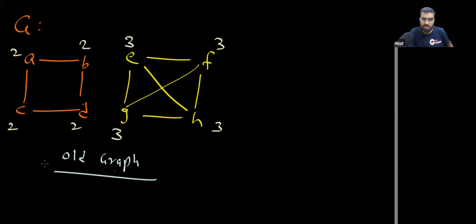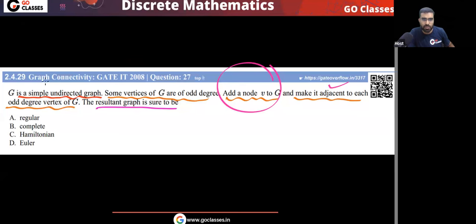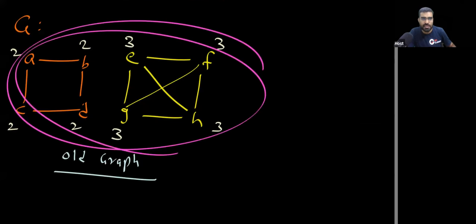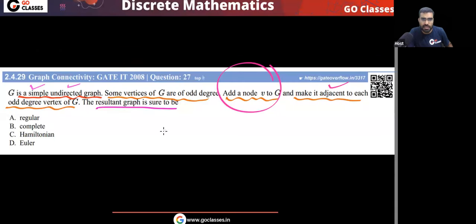Please tell me, does this graph satisfy the conditions given in the question? Yes, this is a simple graph, right? This graph G that I have given to you is a simple graph. What else? This is an undirected graph. Some vertices have odd degree. Everything is fine.